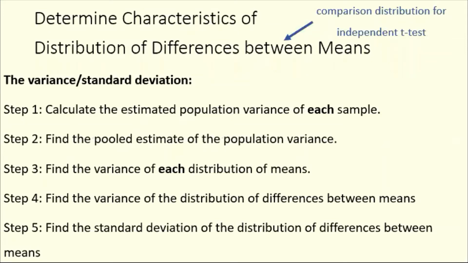And lastly, our variance and standard deviation. We can see there's a whole bunch of steps here. So we are going to calculate the estimated population variance of each sample, find the pooled estimate of the population variance, which we'll see deals with those unequal numbers of participants we have. We'll find the variance of each distribution of means, find the variance of the distribution of differences between means, and lastly, the standard deviation of the distribution of differences between means.